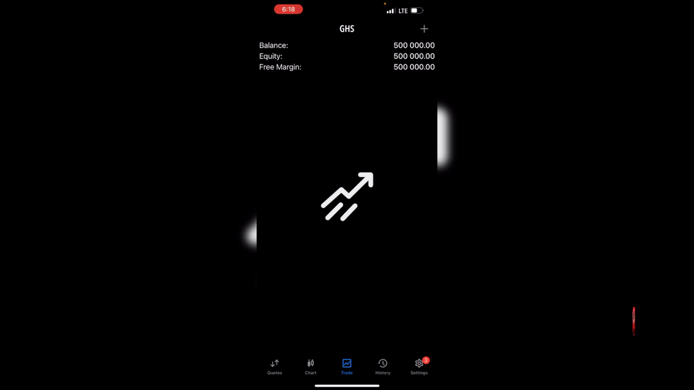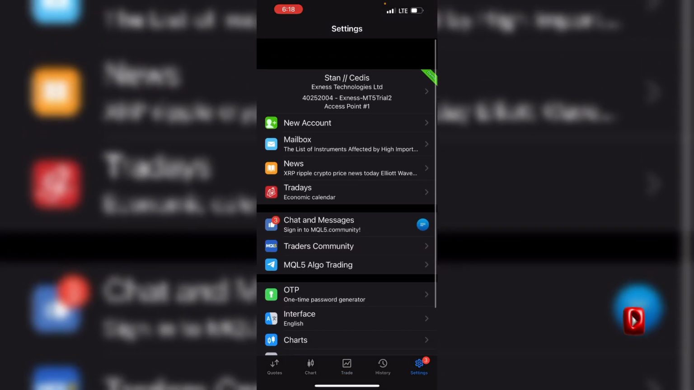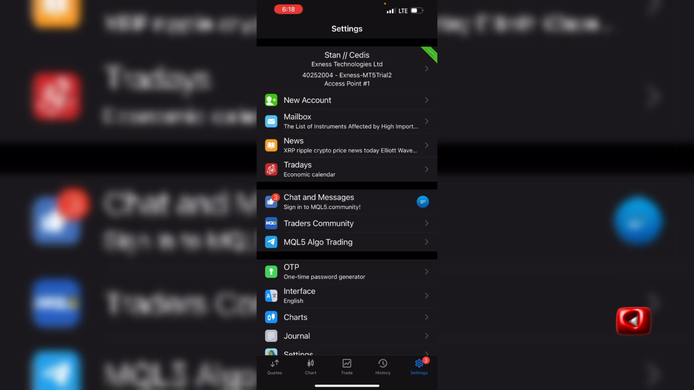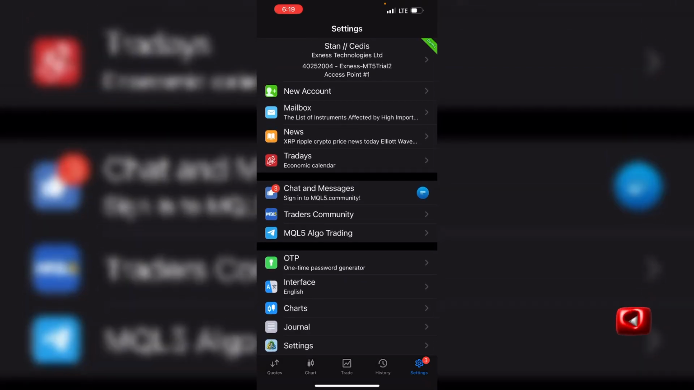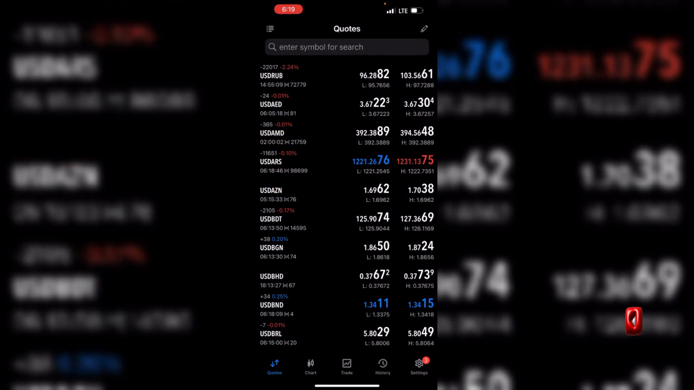You go to your settings. Now, there's a demo account, so you're going to see it here. It's connected. Everything is connected. So the next thing to do quickly is to search the asset. Now, how do you do that? You go to quote, which is here, and then you search the asset quickly.